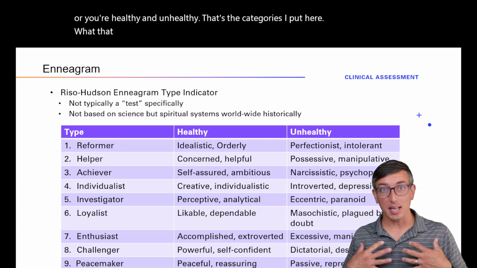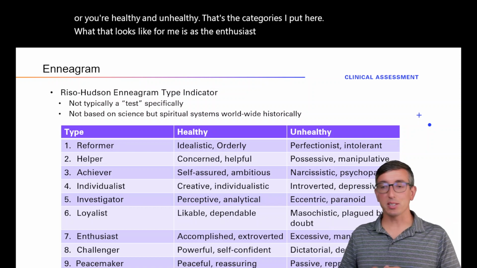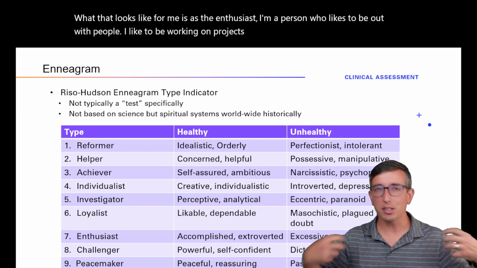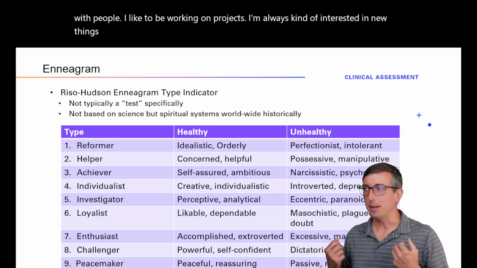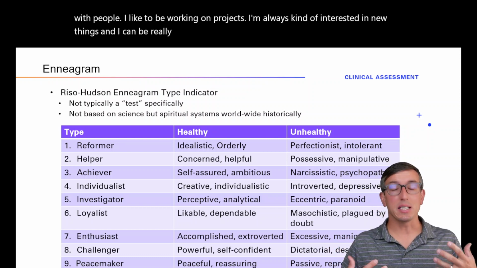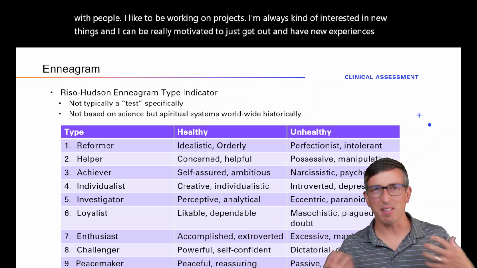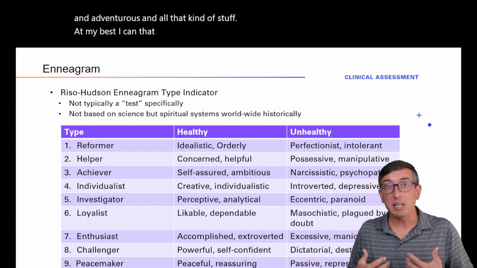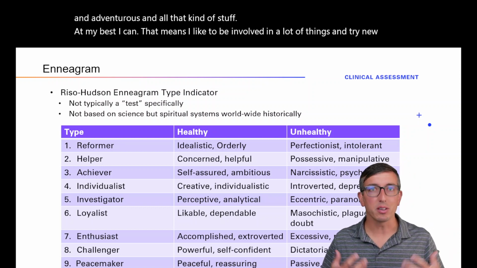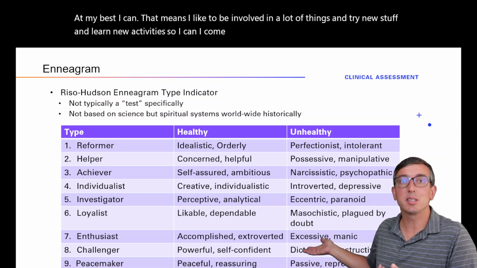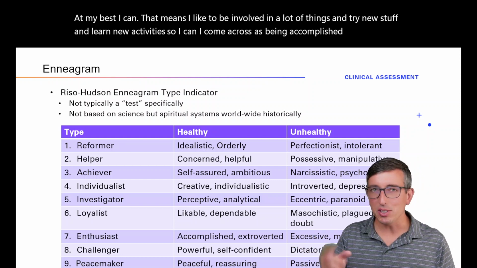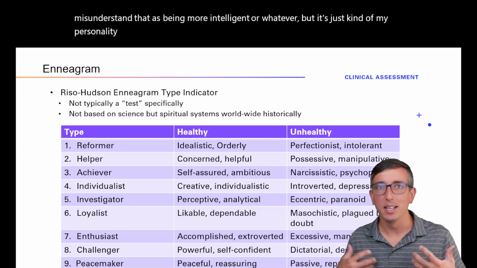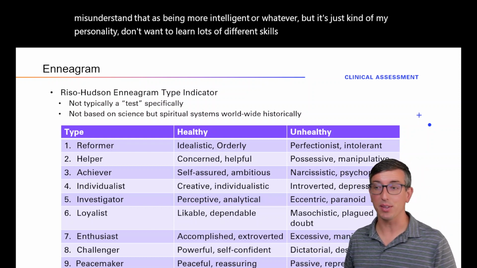What that looks like for me is, as the enthusiast, I'm a person who likes to be out with people. I like to be working on projects. I'm always interested in new things, and I can be really motivated to get out and have new experiences, and be adventurous and all that kind of stuff. At my best, that means I like to be involved in a lot of things and try new stuff and learn new activities. So I come across as being accomplished. Some people misunderstand that as being more intelligent or whatever, but it's just my personality to want to learn lots of different skills and be a part of different things.